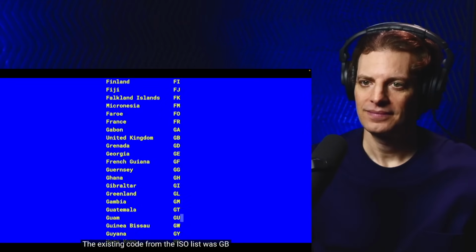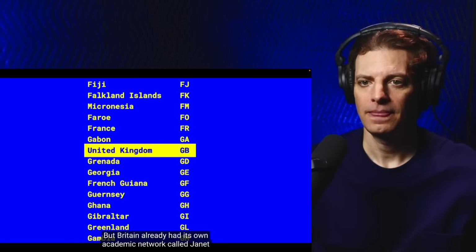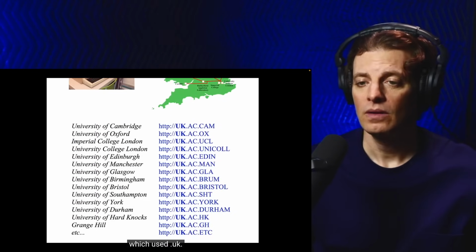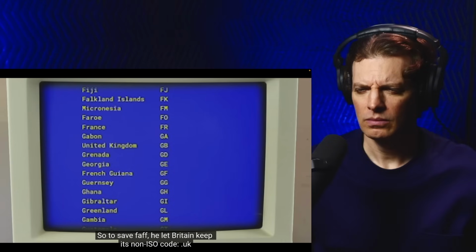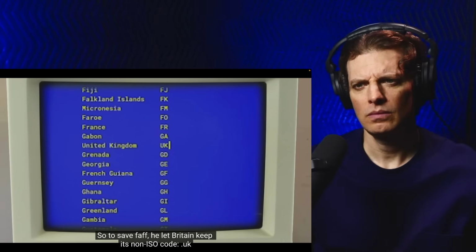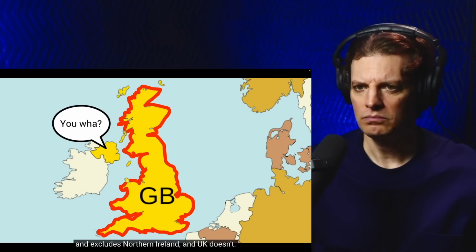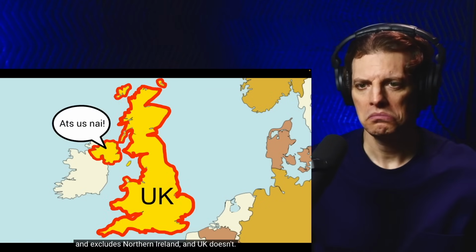The existing code from the ISO list was GB, but Britain already had its own academic network called JANET, which used .UK. So, to save faff, he let Britain keep its non-ISO code, .UK, which was very sensible because GB stands for Great Britain and excludes Northern Ireland, and UK doesn't.